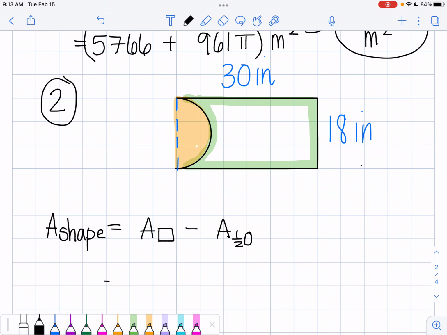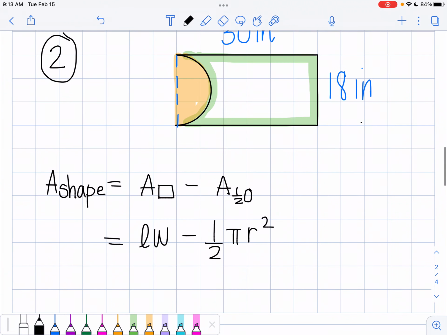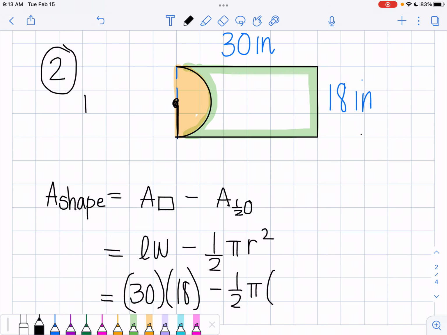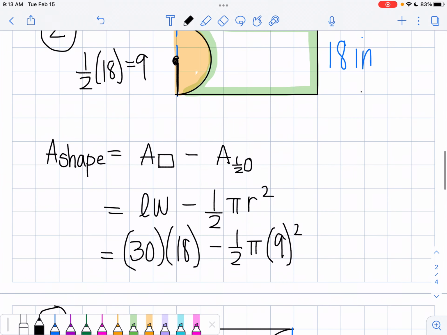So, same formulas. The area of a rectangle is length times width. And my formula here, I have half a circle, which is pi r squared. My length and width of my rectangle are 30 and 18. Minus 1/2 times pi. Now my radius, remember, is half my diameter, so 1/2 of 18 is 9. Okay, and we'll do the math. So we're going to round this one.